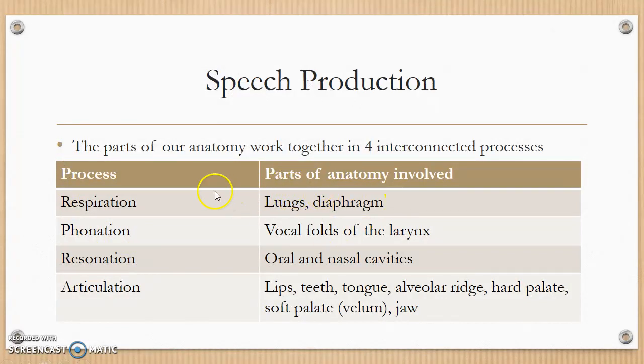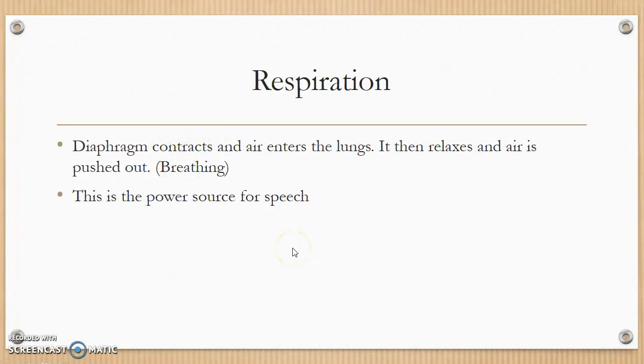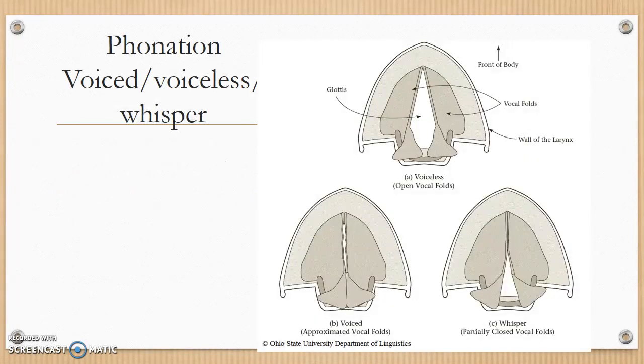So our lungs and our diaphragm produce the air. They contract, the air enters the lungs, it relaxes, and the air is pushed out. This is breathing. This is the power source of your speech. Then it goes through your vocal folds.